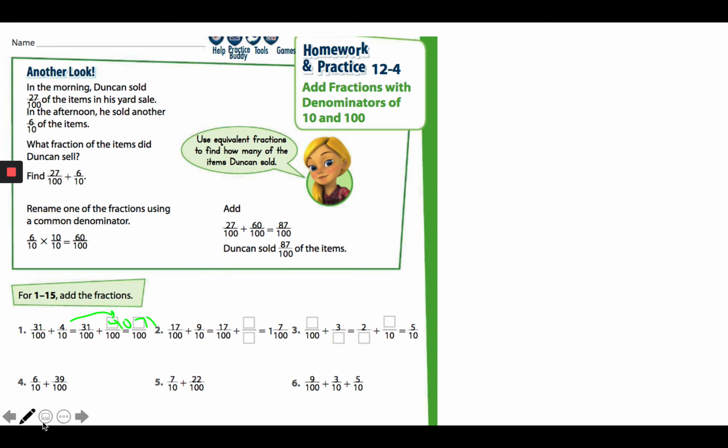Okay, if you have any problems with these, just let me know. Remember that to get to 100, 10 times 10 is 100, and then just multiply whatever you do to the top, you do to the bottom.